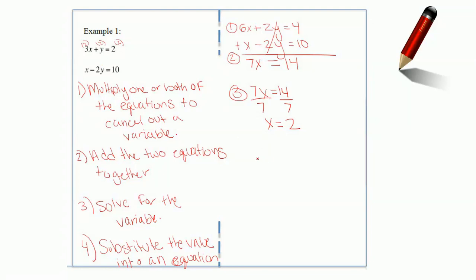I'm going to plug it into the bottom one. So this is part 4. x minus 2y equals 10. I'm going to take my 2 and plug it in for the x, just like that.